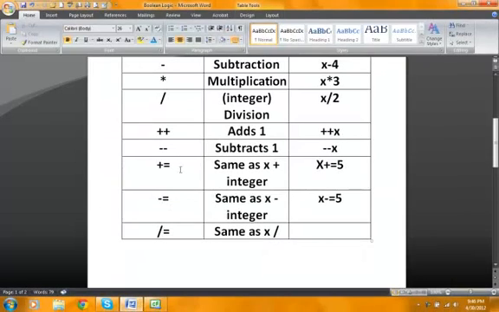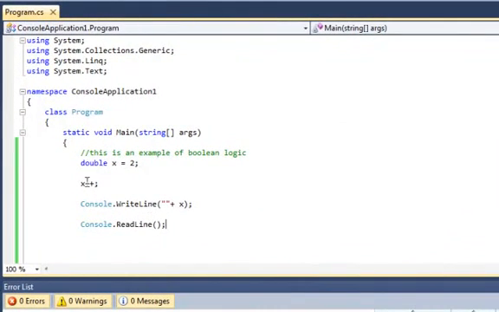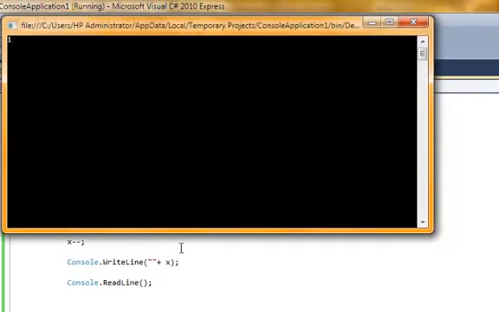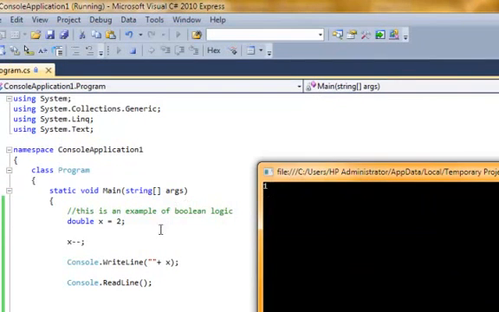Now, the next one I want to show you is subtracts 1, which is just minus minus, and it works the same way. I can just sub that in and run it, and now we have 1 when x was originally set to 2.